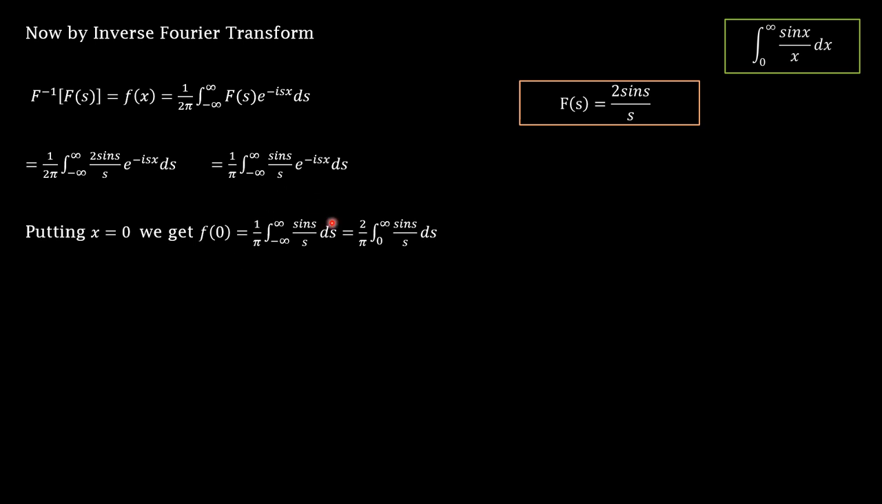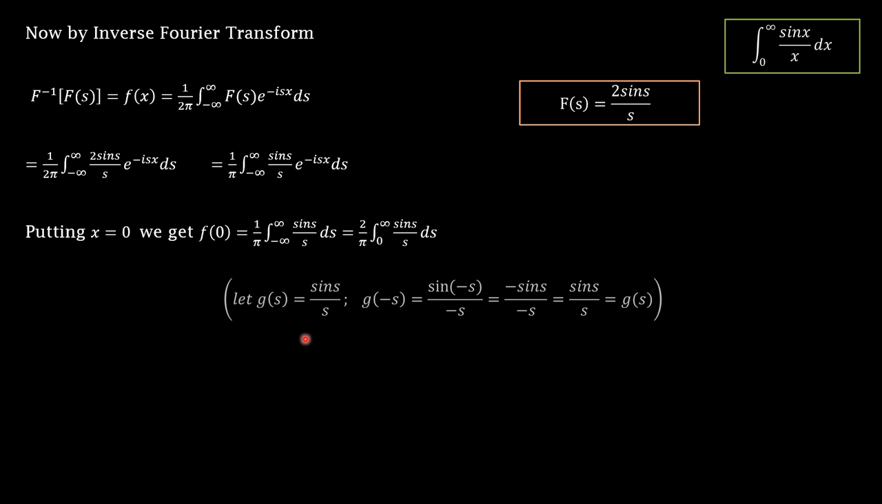But what do you know about the function sin s by s, students, in the interval minus infinity to infinity? It is actually an even function. And if you don't know how to check whether the function is even or odd, here is the description. Just go through it. Since the function is even and you are evaluating in the region minus infinity to infinity, it is the same as evaluating the function in the interval 0 to infinity, 2 times. So the integral reduces to the form 2 by pi integration 0 to infinity of sin s by s ds.